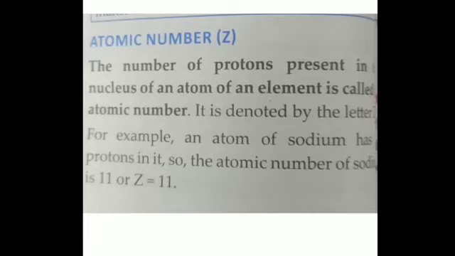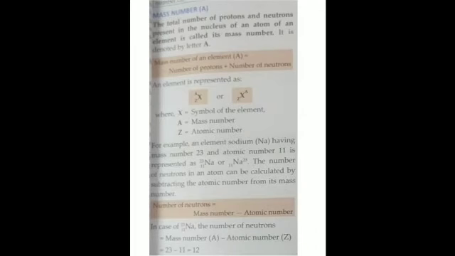For example, I told you that if Z is equal to 11, that means atomic number is 11, and the number of protons is also 11, and number of electrons is also 11. Is it clear? Then coming to the mass number, it gives the idea about the total number of protons and neutrons present in the nucleus of an atom of an element, and it is denoted by the letter A. Is it clear? So A is equal to the number of protons plus the number of neutrons.